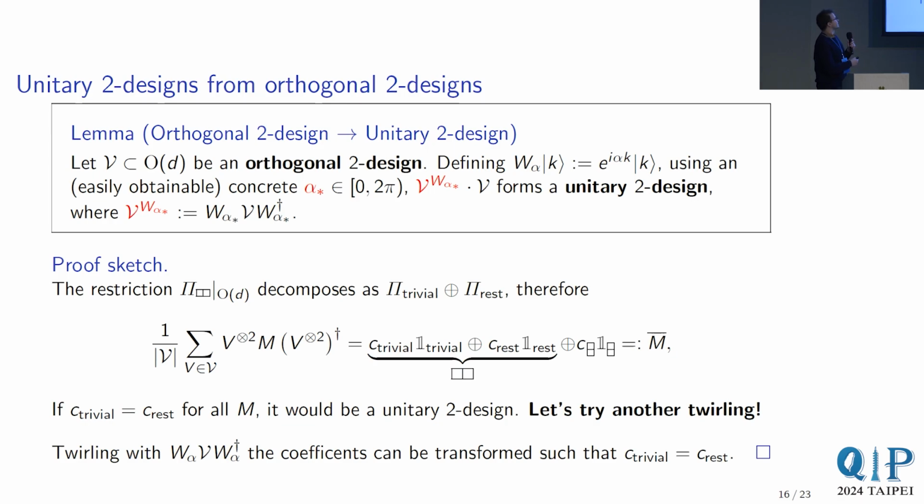The abstraction is that the symmetric subspace, when we restrict to the orthogonal group, will decompose into a trivial representation and a rest representation. We call it rest. And these are irreducible. And therefore, the finite sum will decompose into 3 parts. And we know that if the coefficient for the trivial representation and the coefficient for the rest representation were the same for all M operators, then it would constitute a unitary 2 design. So the idea is to try another twirling. And the statement is that if we twirl with this W alpha, and if we choose this alpha parameter correctly, then we can transform this into an operator where the coefficients are the same. So we will get a unitary 2 design.